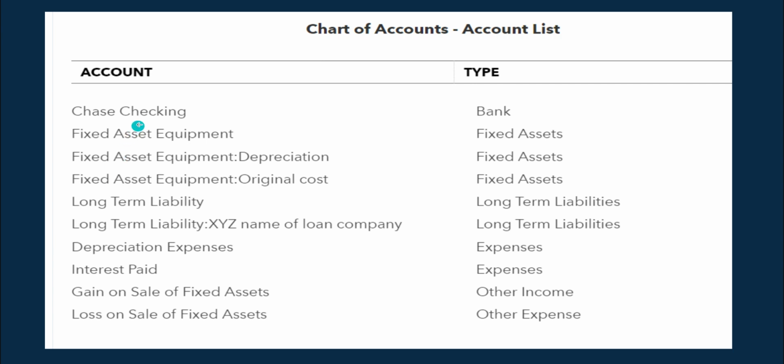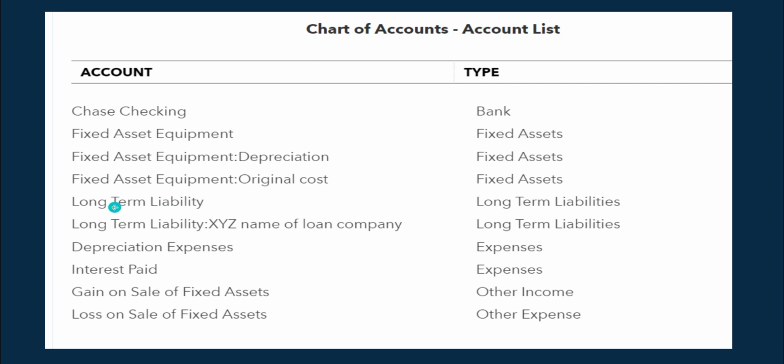The first one is a checking account. You may already have a checking account, and if you're using that account, that's fine, for the down payment. Then you need to have a fixed asset equipment account. This happens to be the parent account, and underneath you have the original cost for that equipment and the cumulative depreciation for that equipment. So you need one parent account and then two sub accounts. The difference between original cost and accumulated depreciation is your net fixed asset amount.